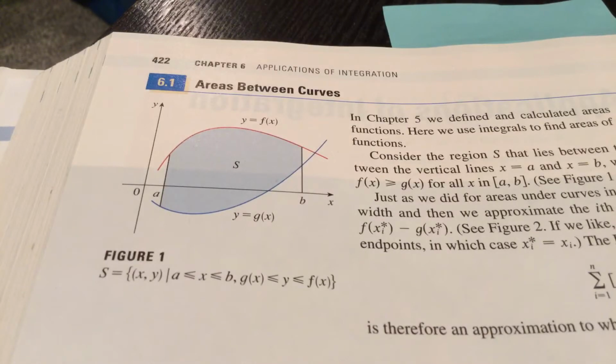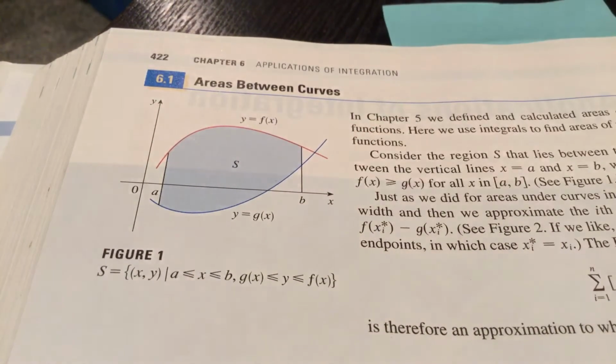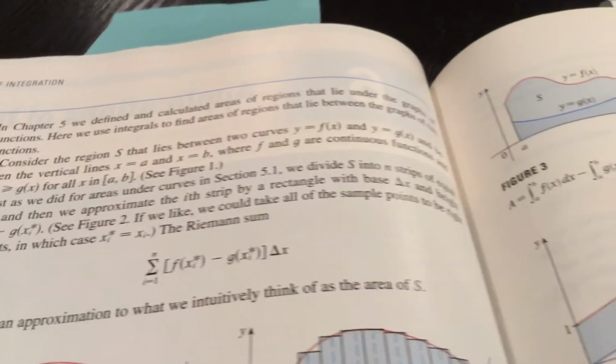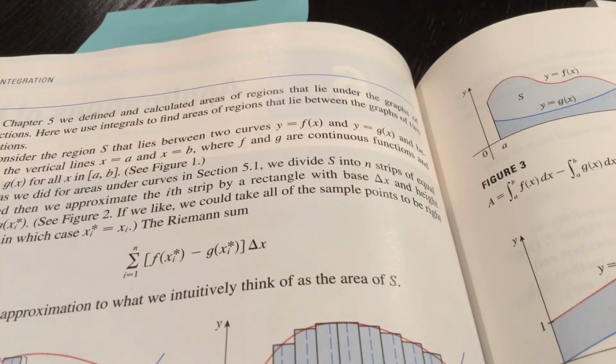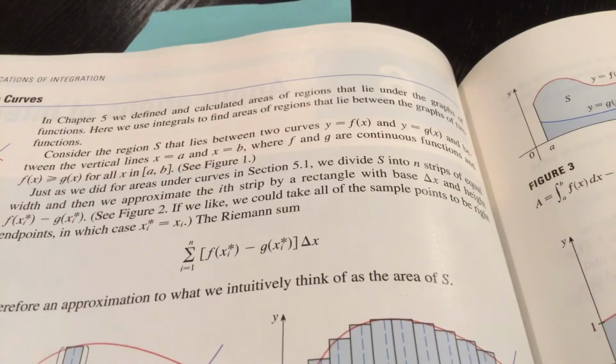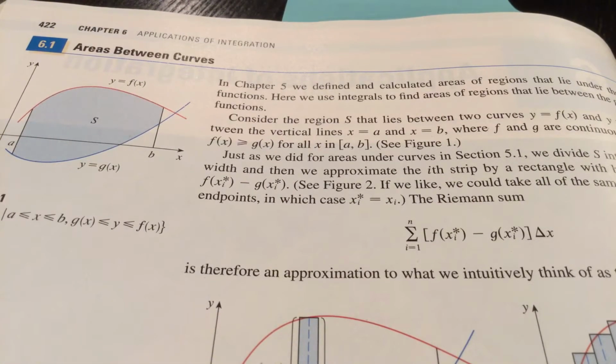All right, so notice how that curve in red is always greater than that curve in blue on the interval a to b. Now then again it changes. Obviously blue now is taller, or higher than that red function right there, but that is after b. Just as we did for the areas under curves in section 5.1, we divide S into n strips of equal width and then approximate the ith strip by a rectangle with base delta x and a height of that. We did that before, remember, with the approximating rectangles.